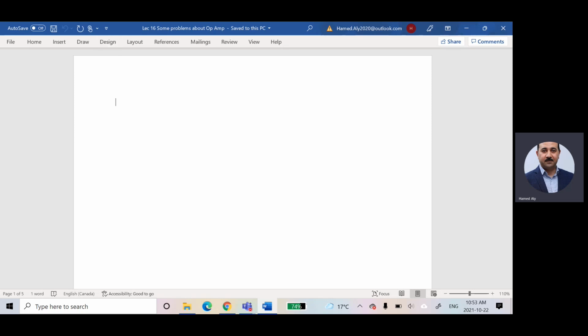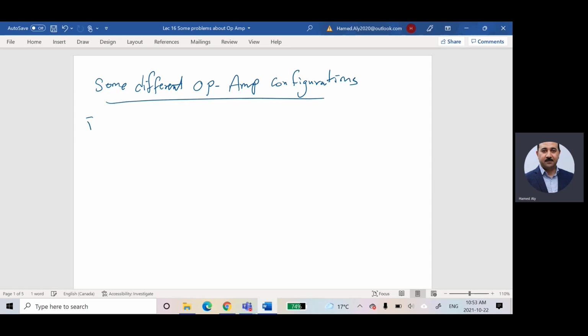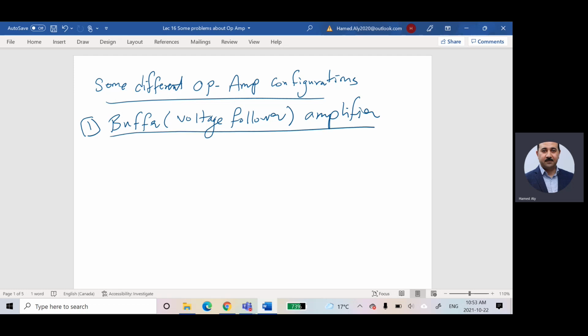So we would like to talk about some different operational amplifier configurations. From these configurations, number one, we are calling it the buffer or voltage follower amplifier. So for the voltage follower amplifier, the equivalent circuit for that operational amplifier is something like that.